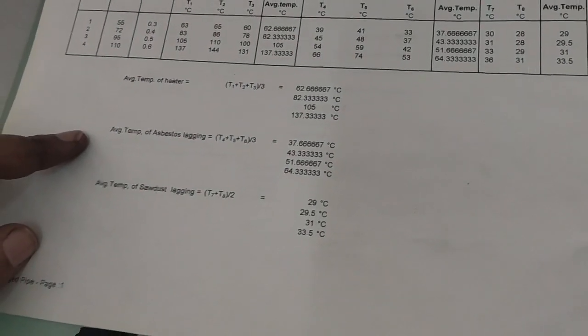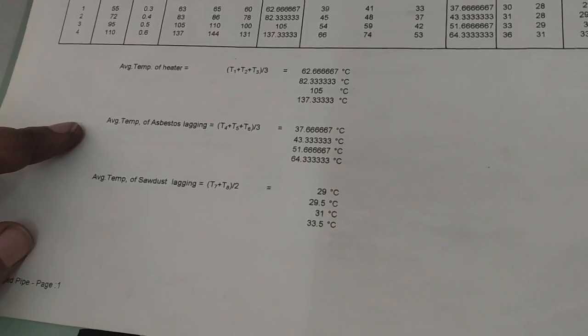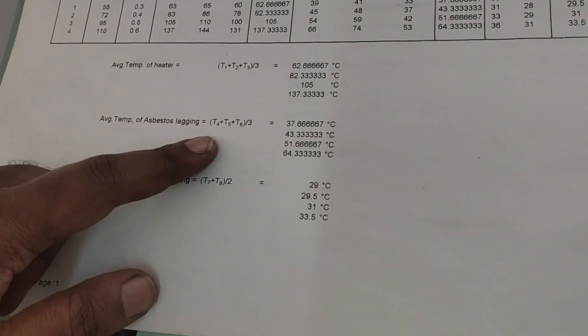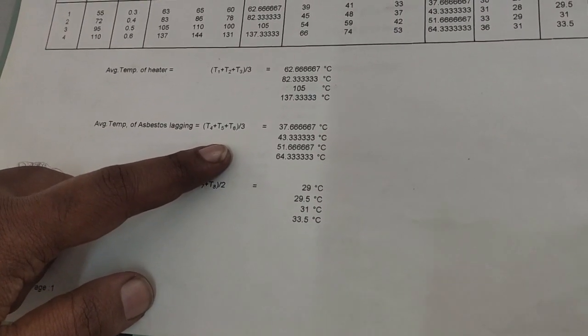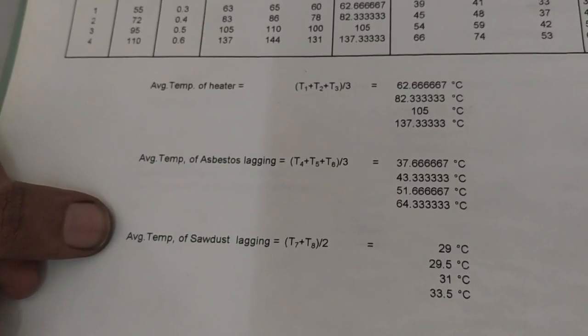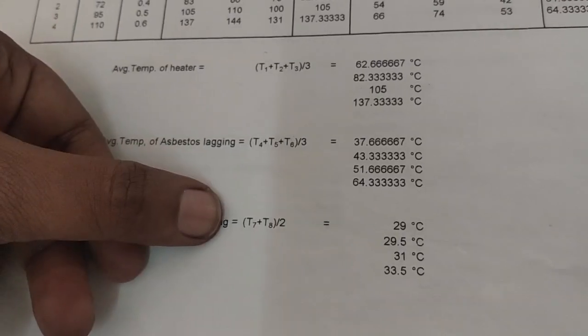Next, the average temperature of the asbestos lagging is T4 plus T5 plus T6 divided by 3. That is the average value. Next, the average temperature of the sawdust lagging is T7 plus T8 divided by 2. So these are the average values.